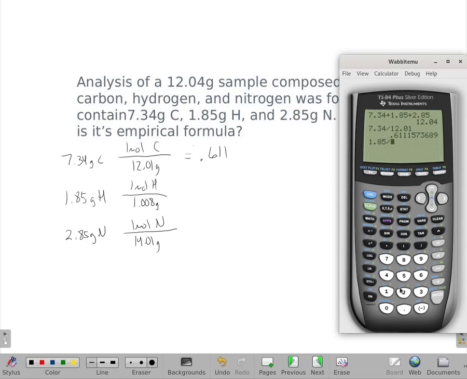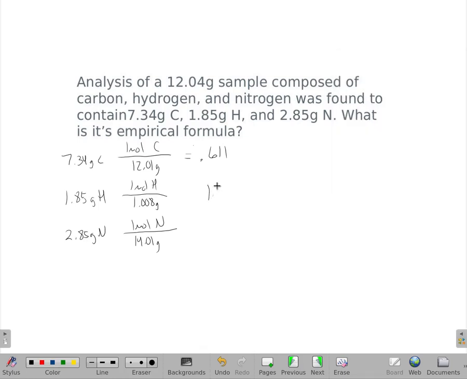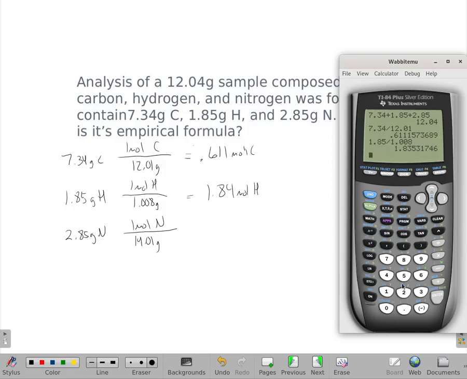1.85 divided by 1.008 is going to give me 1.84. I should be writing units down here. And our last one, 2.85 divided by 14.01 is 0.203.